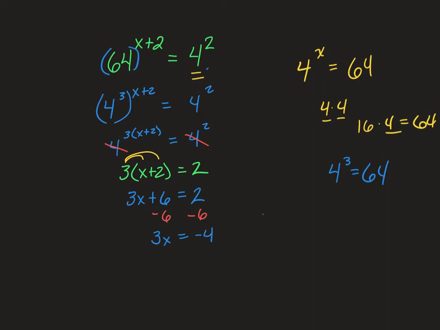And then lastly, we divide by 3. So the x value in which these two equations are equal is at x equal to negative 4/3. Let's do another one where we can use some mental math and get it. Negative 1.